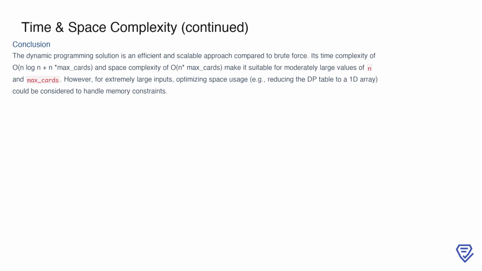In such cases, further optimizations, such as reducing the DP table to a 1D array, can be considered to minimize space usage while preserving the algorithm's efficiency. Overall, this solution strikes a good balance between computational feasibility and simplicity, making it a robust choice for this problem.